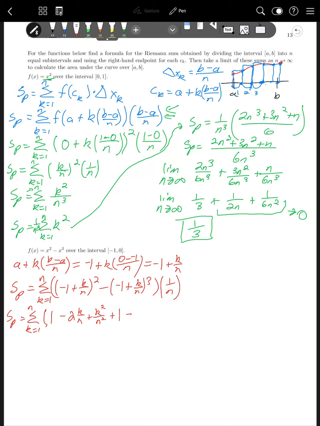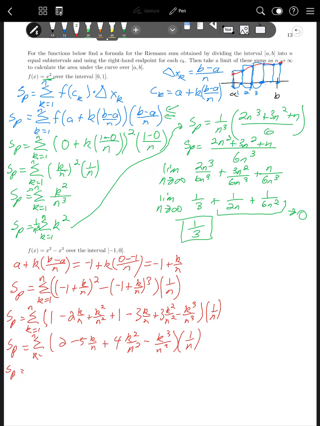Yeah, distribute the 1 over n. So this is the sum, k equals 1 to n, of 2 over n minus 5k over n squared plus 4k squared over n cubed minus k cubed over n to the 4th.